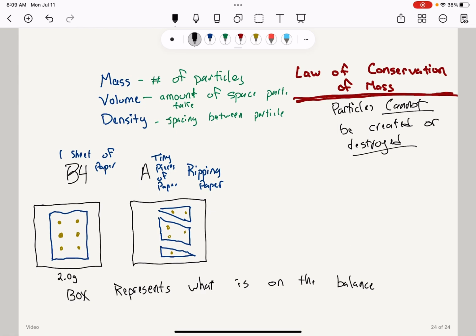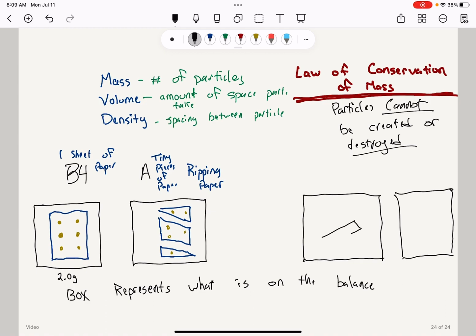Now, let's say we have something a little bit more complex. Like, for instance, something that you're very familiar with, camping. And in particular, let's say on the balance, we stuck some logs like that, okay? And let's say then after is the charred wood, like so, like that, okay?